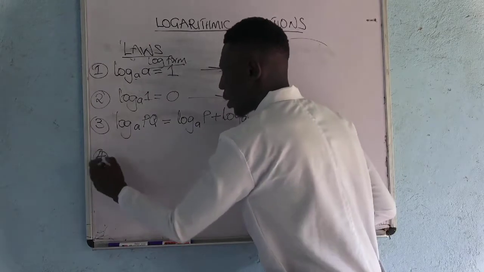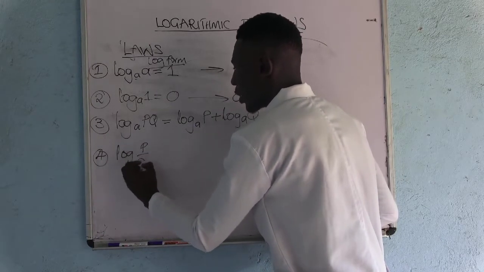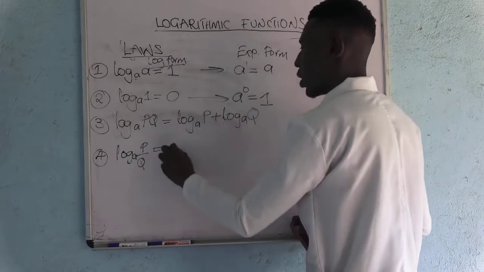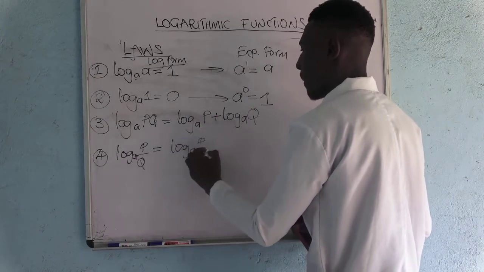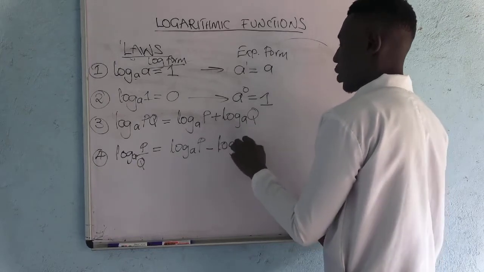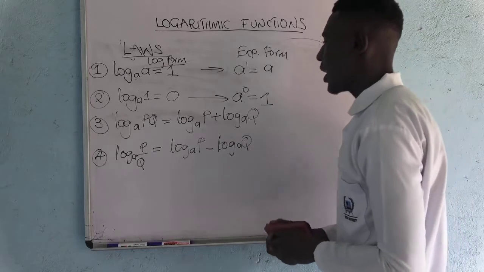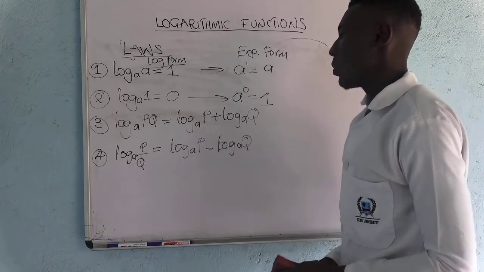The next one is log of p over q base a, which will simply give us log of p base a minus log of q base a. With this one, always start by writing first the one which is on the numerator there.